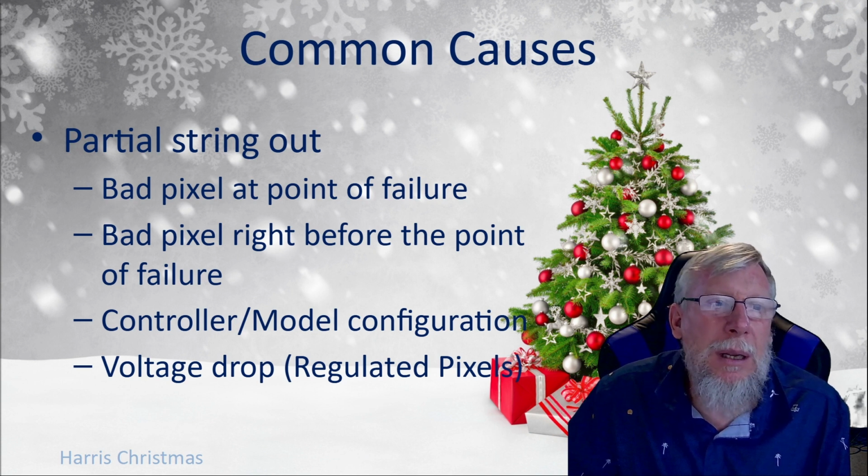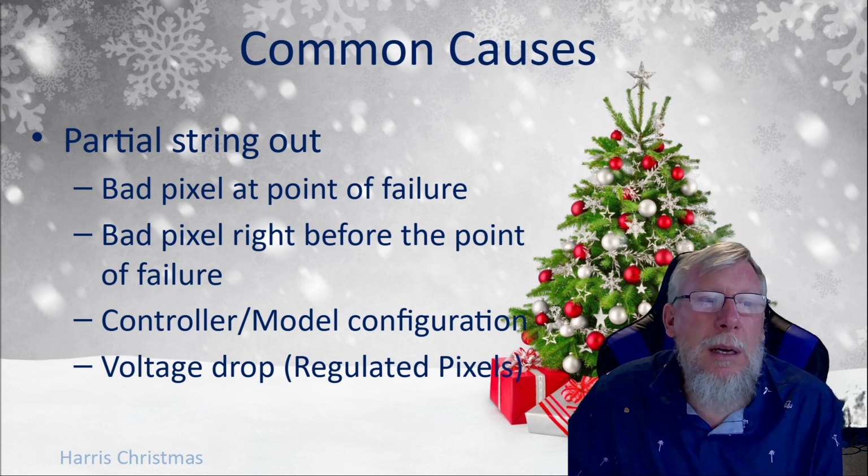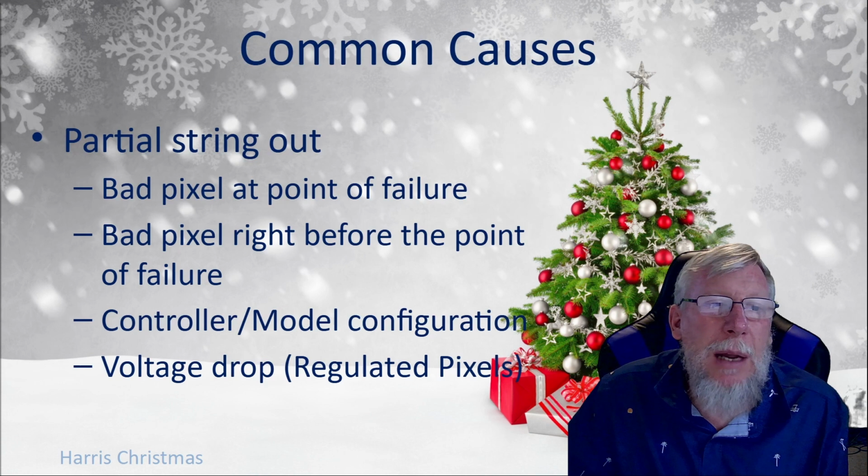Less common is controller or model configuration, but it could be that you have it in the wrong port or something like that, so that it's not configured for the right number of pixels. It could be voltage drop if you're using regulated pixels. Regulated pixels will control more pixels typically, but when the voltage drop gets down to a threshold, then it won't pass that voltage on anymore.